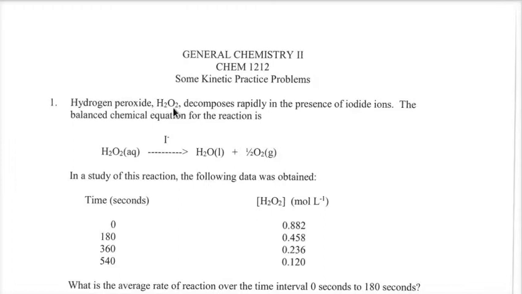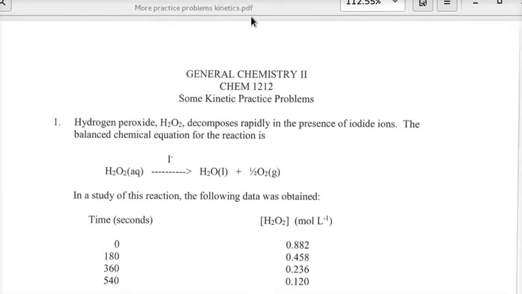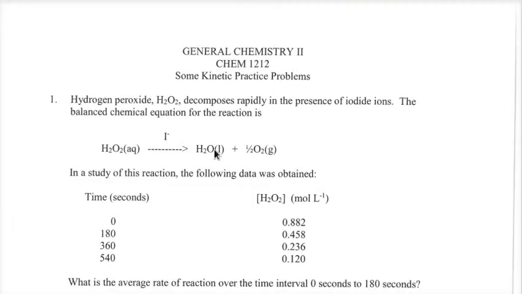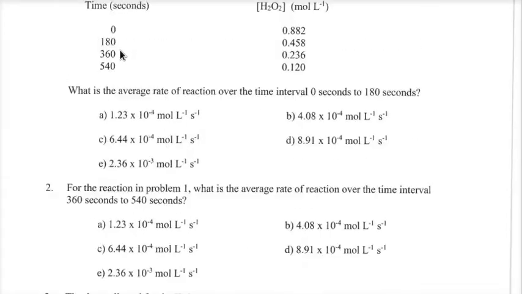Hydrogen peroxide. This is the more practice problems kinetics PDF. Hydrogen peroxide decomposes rapidly in the presence of iodide ions. The balanced chemical equation for the reaction is this. This data was obtained. What is the average rate of reaction?